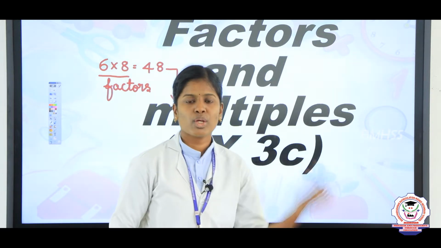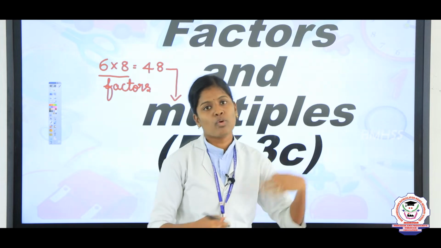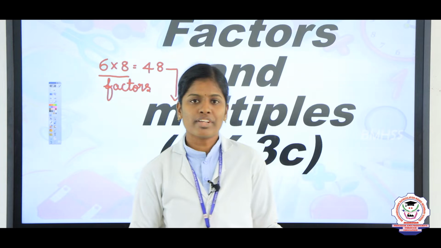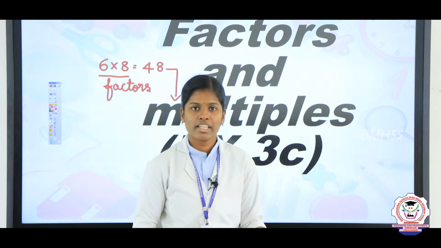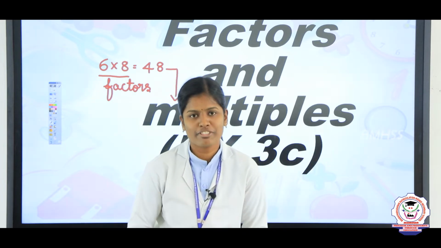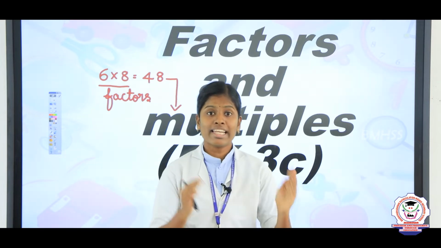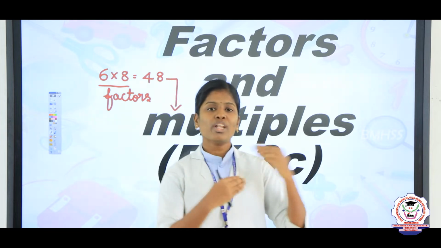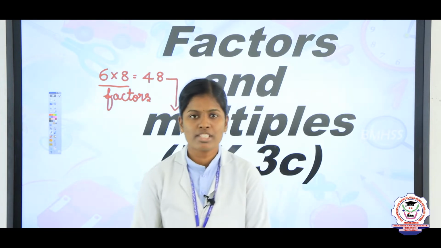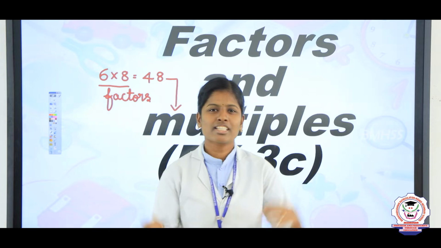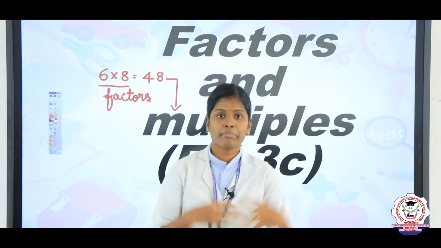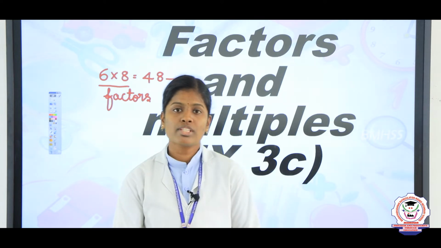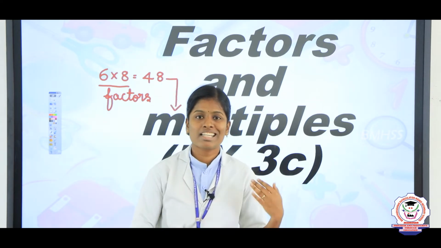In the last session you learned what is a prime number and what is a composite number, then prime factorization and factor tree. What is a prime number? A number having exactly two different factors, one and the number itself. Next is a composite number: more than two factors is called a composite number. Prime factorization means a product of prime numbers. Today we are going to see the common factors related problems.